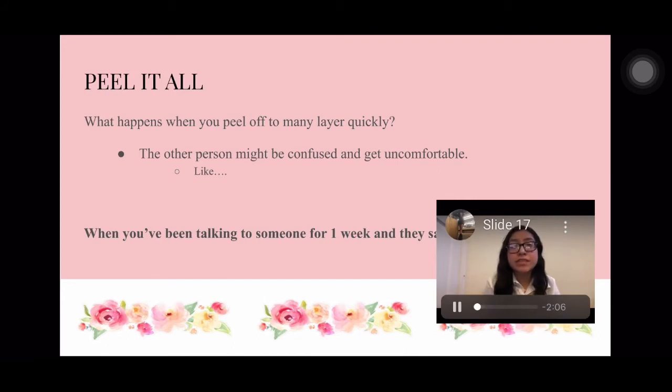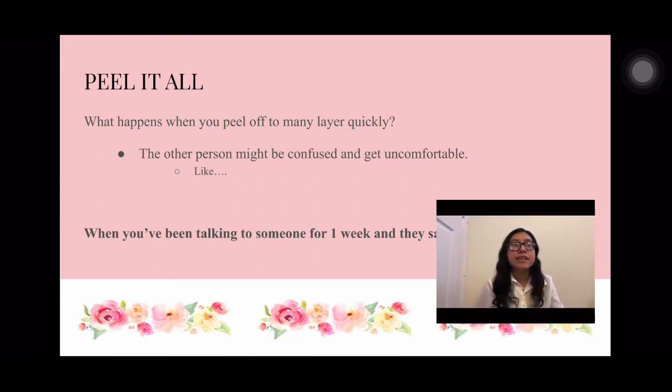We named this slide Peel It All because we wanted to give an example of what happens when somebody comes off too strong. And peel it all is kind of like you're supposed to reveal each other's layers as time goes. But if you just try to do it all of a sudden in one day, then you just strip everything down and you start getting to know everything about them all in one day. That can come off too fast for somebody.